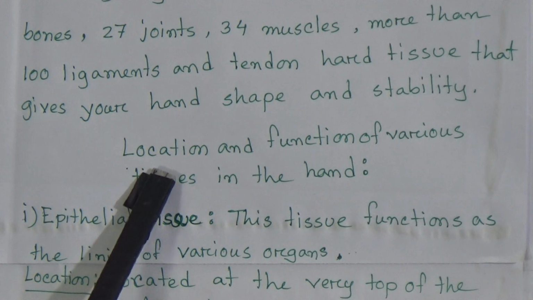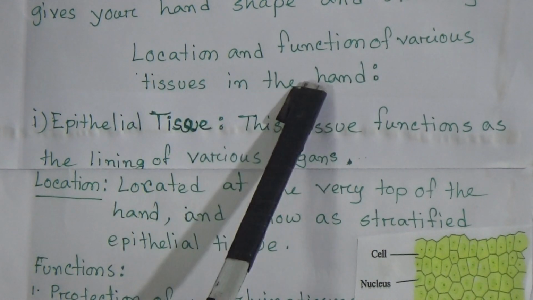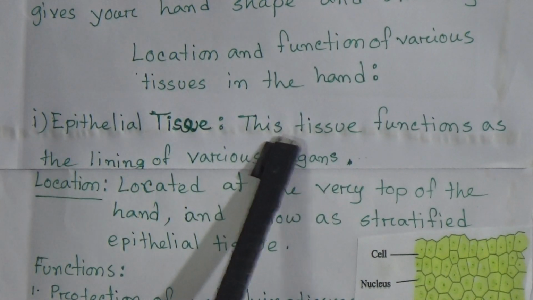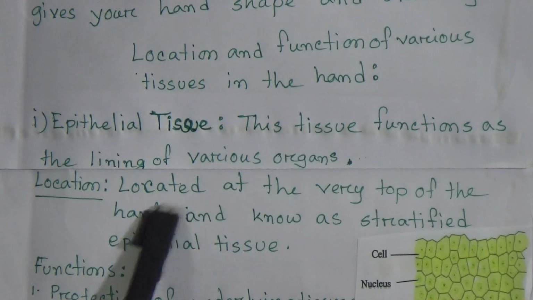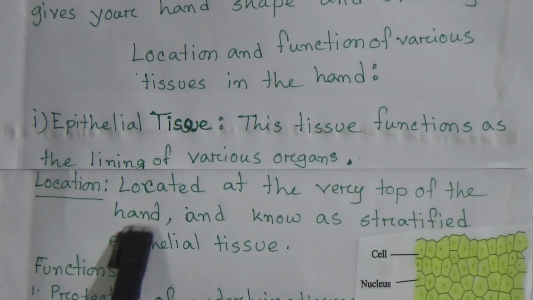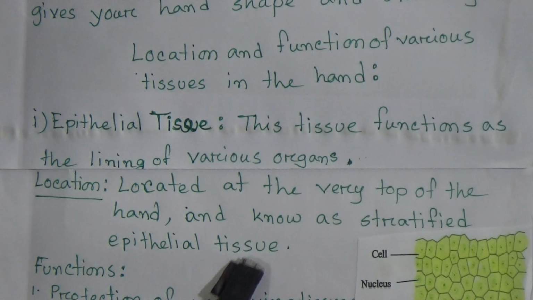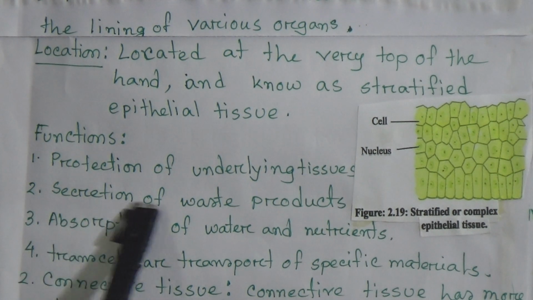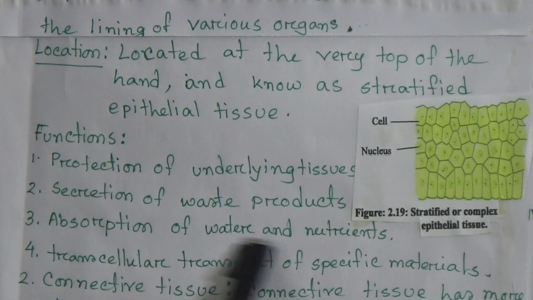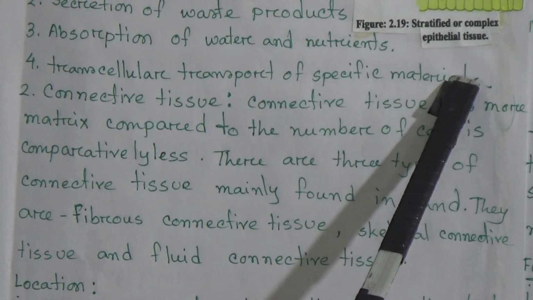Now come to the starting of the assignment, that means location and function of the various tissues in the hand. First is epithelial tissue. This tissue functions as the lining of the various organs. The location: located at the very top of the hand and known as stratified epithelial tissue. That means the epithelial tissue found in the hand is known as stratified epithelial tissue. Now function: the protection of the underlying tissues. Second one, secretion of waste products. Third one, absorption of water and nutrients. Fourth one, cellular transport of specific materials.